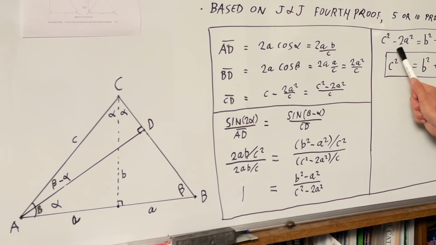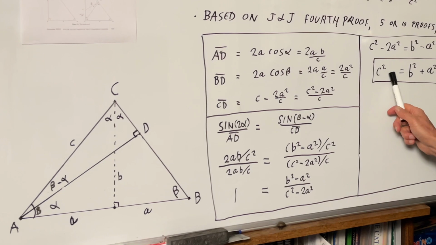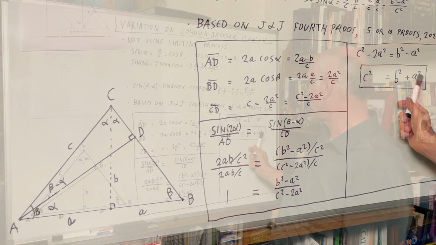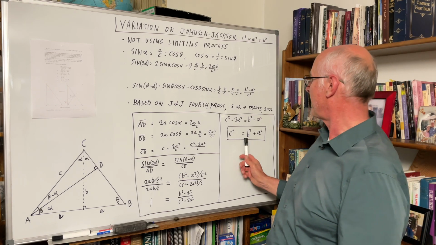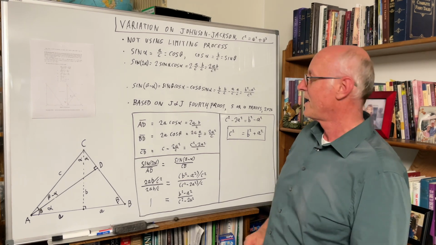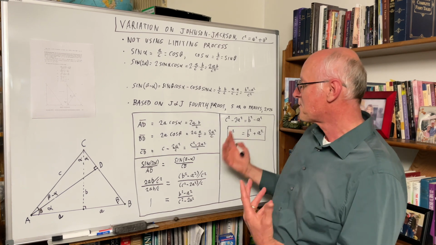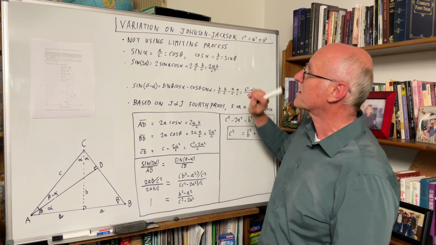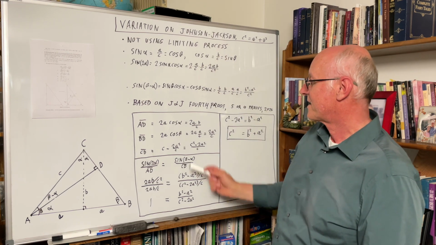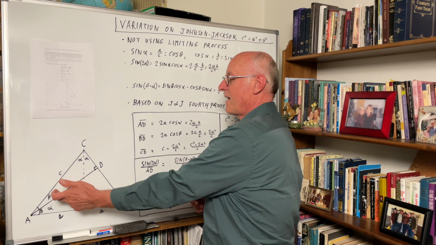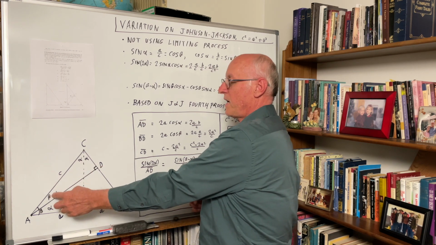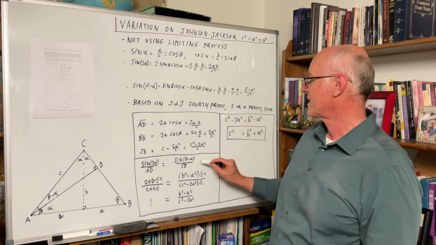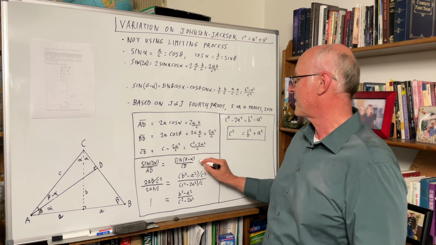And now, throw this a squared over, and you get c squared equals a squared plus b squared. So that's the famous Pythagorean theorem. And so this is the variation on Johnson Jackson, and it uses their famous triangle of beta minus alpha and 2 alpha, and the law of sines. That's kind of a characteristic of theirs.